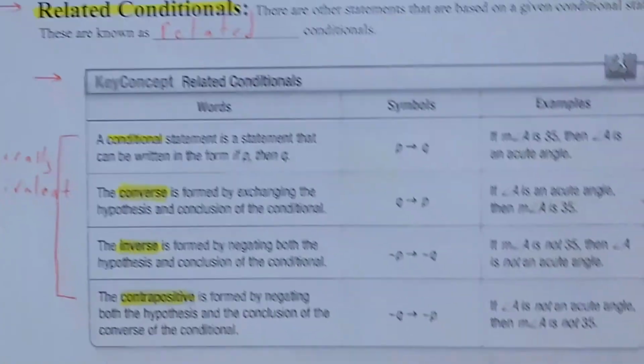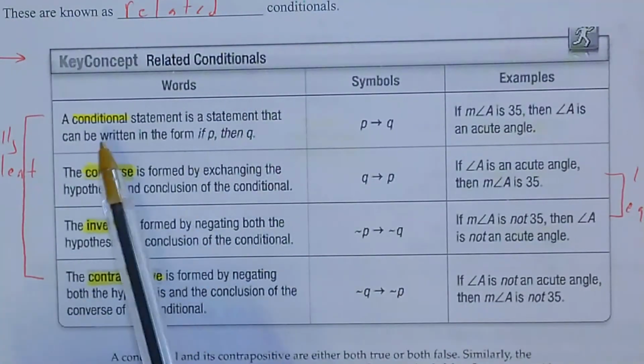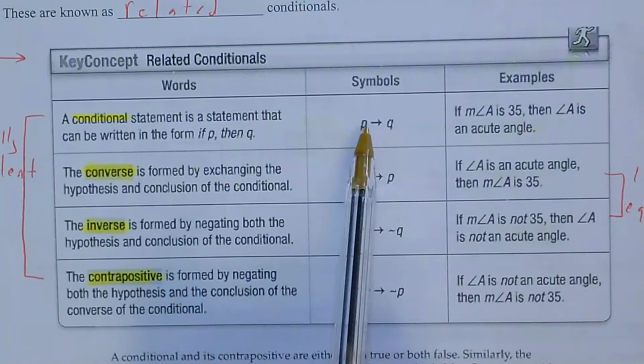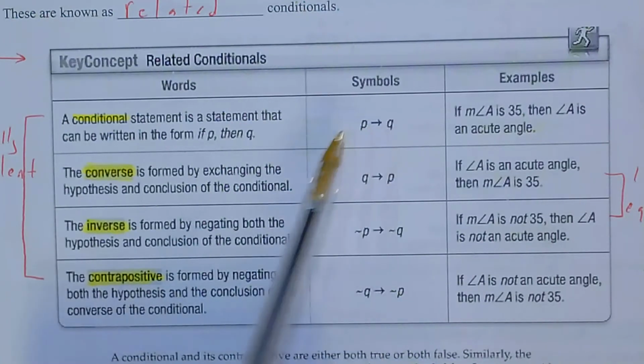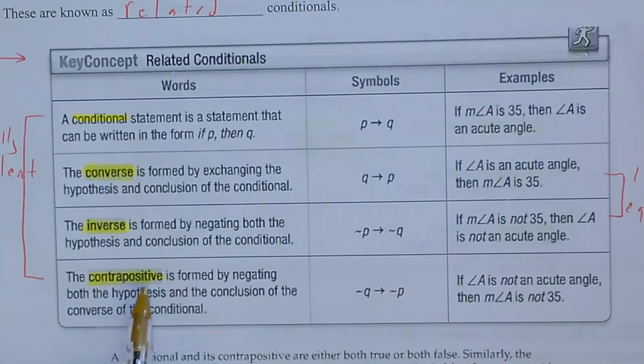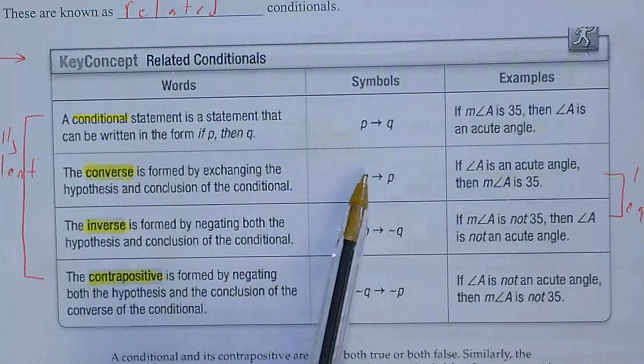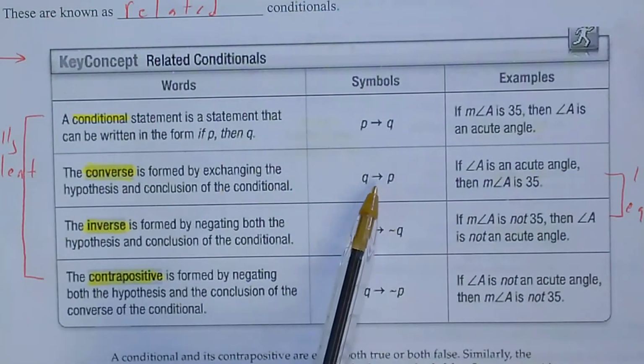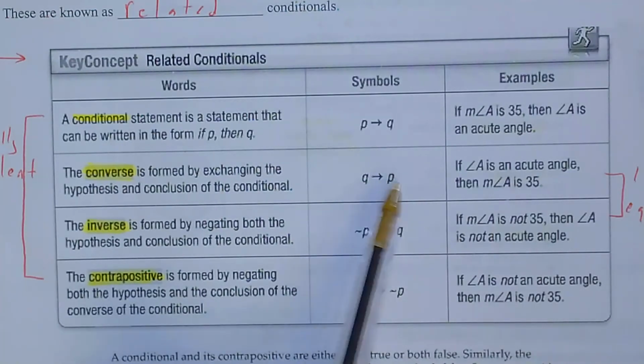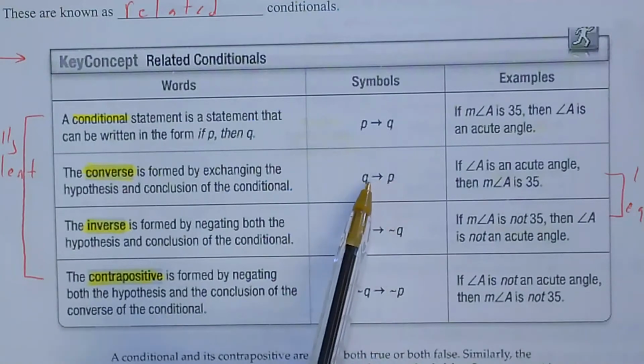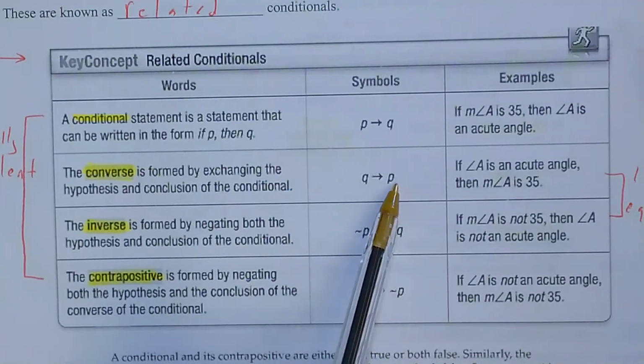So all of these conditionals are related to the original. So you might notice in the first one, this is the original P arrow Q. This is if P then Q. And then you have 3 more, and you are going to be in charge of knowing these 3 and what they do. Once you get them, they're pretty easy. The converse is inverting your statement. You're taking your conclusion and putting it in front and your hypothesis and putting it back. You guys see how it says Q arrow P? That means you flipped it.